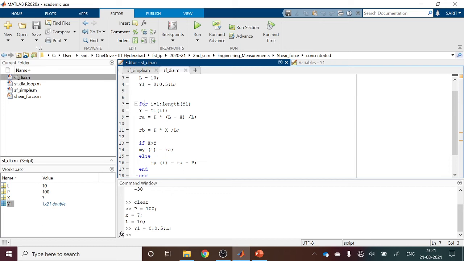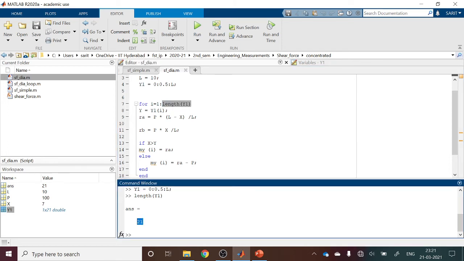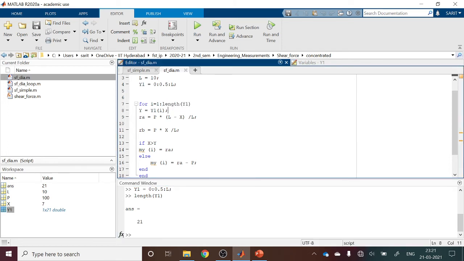So now what I have written: i is the variable for the loop. i is equal to 1 colon length of y. So what does length of y mean? If you simply execute length of y, you will get 21, right? So length of y is 21. So 1 to 21, the entire loop will run 21 times. When i value is 22, the loop simply stops.